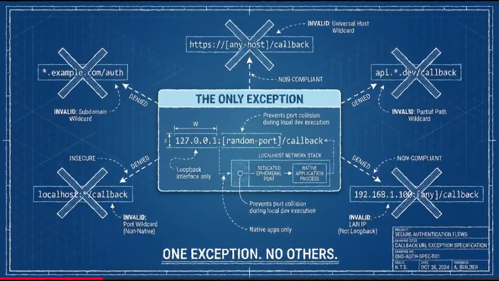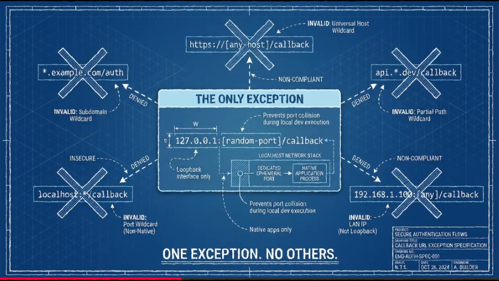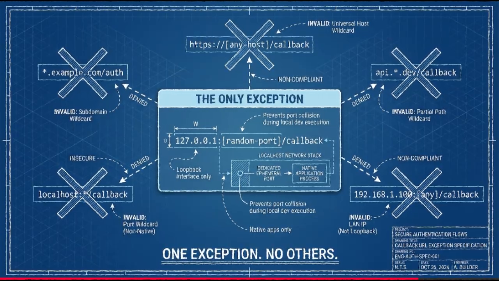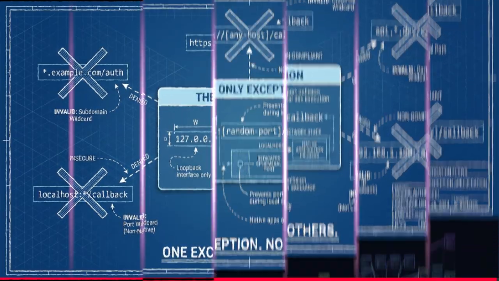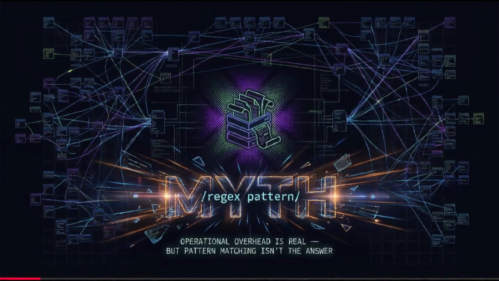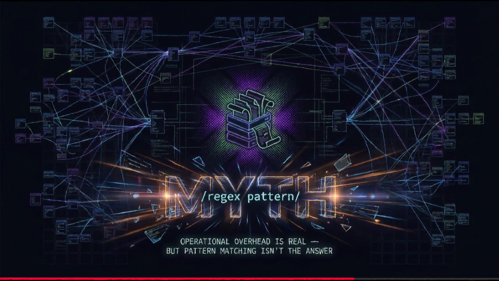There is only one. The sole exception is for native applications requesting random loopback ports, specifically 127.0.0.1, to avoid port collision during local execution. Okay, but the requirement for exact string matching sounds straightforward, but enterprise environments deploy hundreds of microservices. Managing a static exact match whitelist for every single development, staging, and production environment introduces massive operational overhead. It does. Why did the specification remove the flexibility of secure pattern matching?